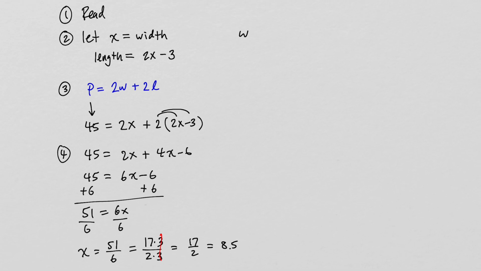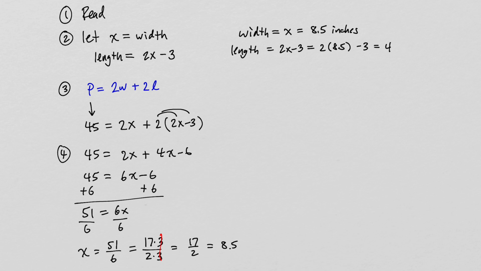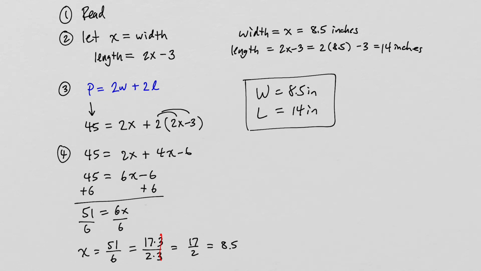And now we'll go back up to the top, and we'll make sure that we answer the question. So the width, remember, that was equal to x, and we now know that x is 8.5, and that's going to be in inches. And the length is equal to 2x minus 3, so that's going to be 2 times 8.5 minus 3, and that's 14. So 14 inches. So what we have in the end is the width is 8.5 inches, and the length is 14 inches. And so that's the answer to the question.